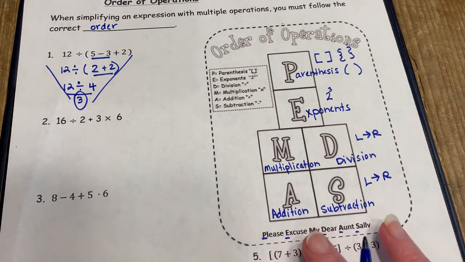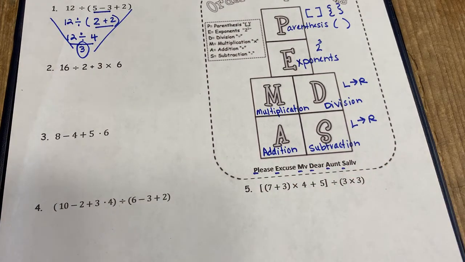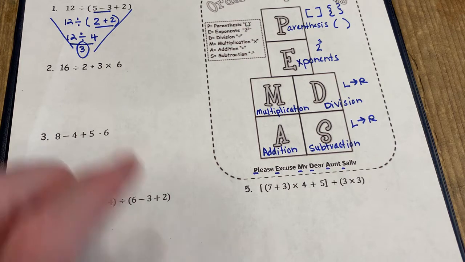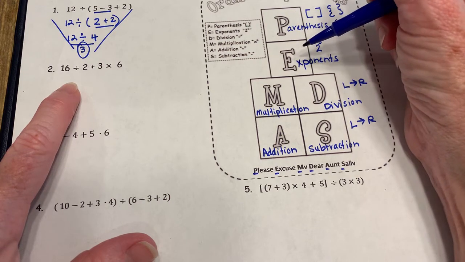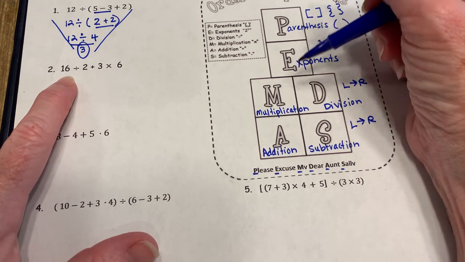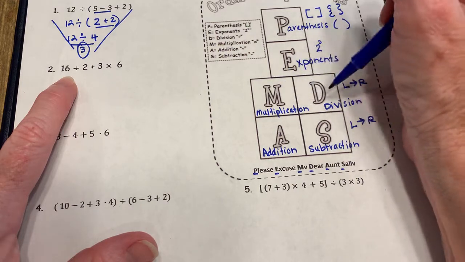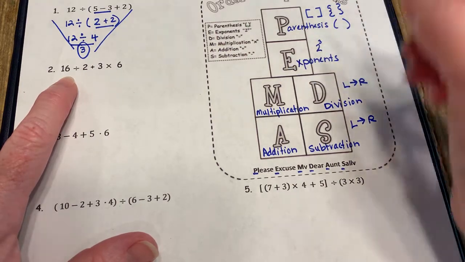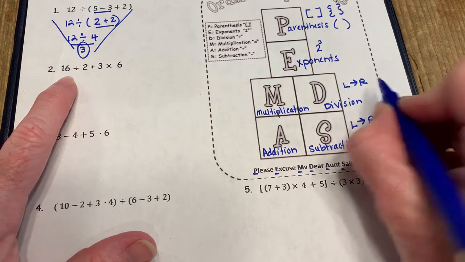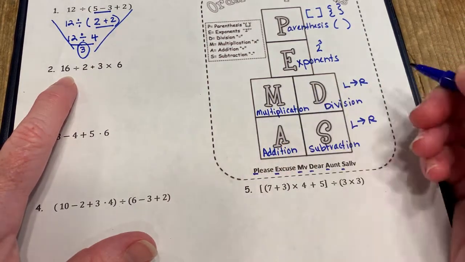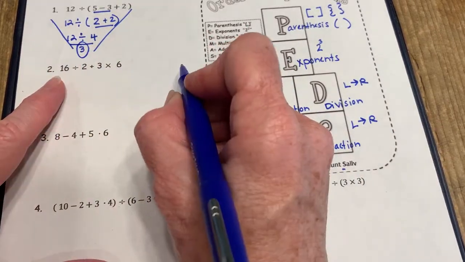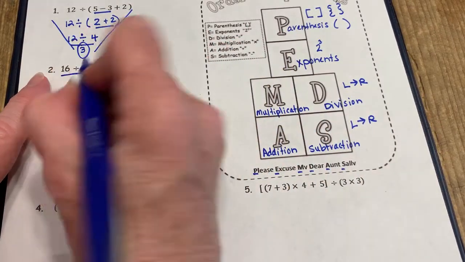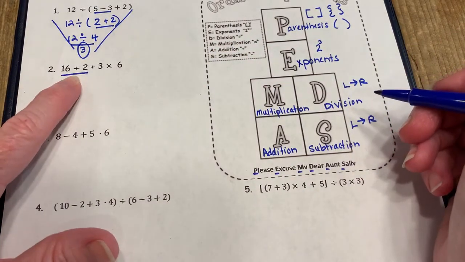All right, if you take a look at number 2, it says 16 divided by 2 plus 3 times 6. So in this problem, there are no parentheses, so I can skip that. There are no exponents, so I don't see any of those. And then I do have multiplication and division, and I have both of them. And since I have both of them, again, I have to follow the rule left to right, not multiply before divide. It's whichever one comes first. So as I read this problem going this direction, left to right, the first multiply or divide I come to is actually dividing.